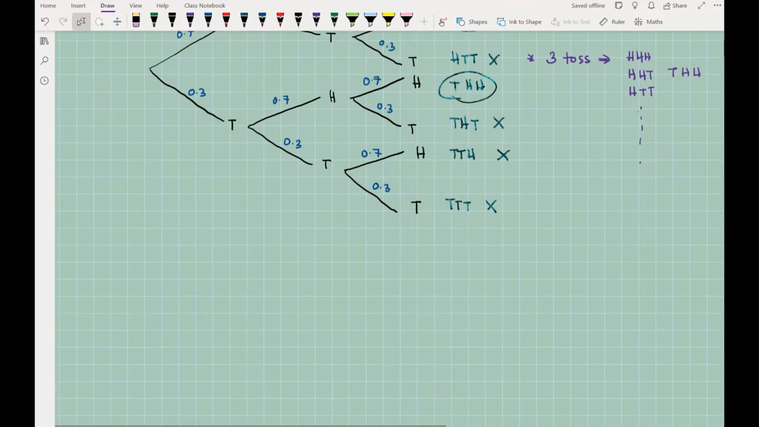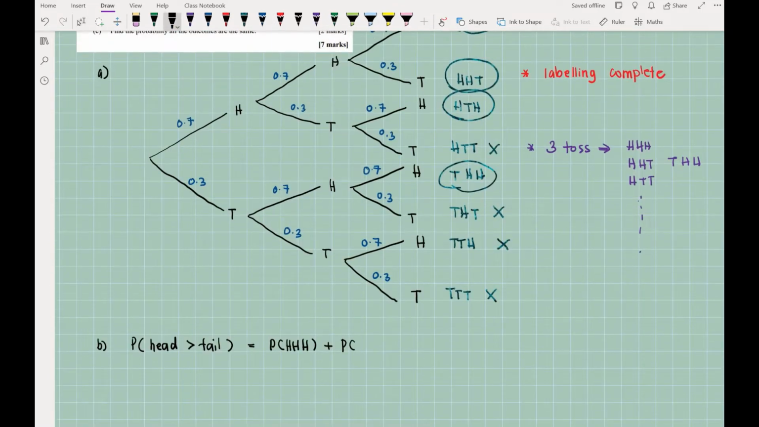Okay, so untuk mencari jawapan B, so the answer to question B will be probability that head is more than tail. So that is actually probability that you get head, head, head. Plus the probability that you get, salin lah yang tu, head, head, tail. Tambah probability that you get head, tail, head. Ditambahkan dengan probability you get tail, head, head. So, kita ada 4 sahaja benda.